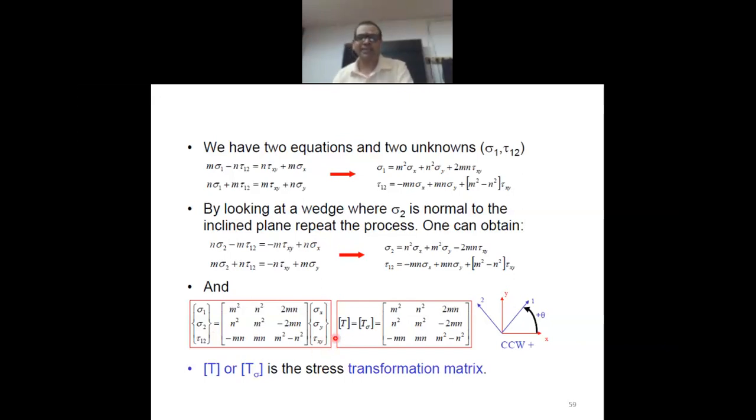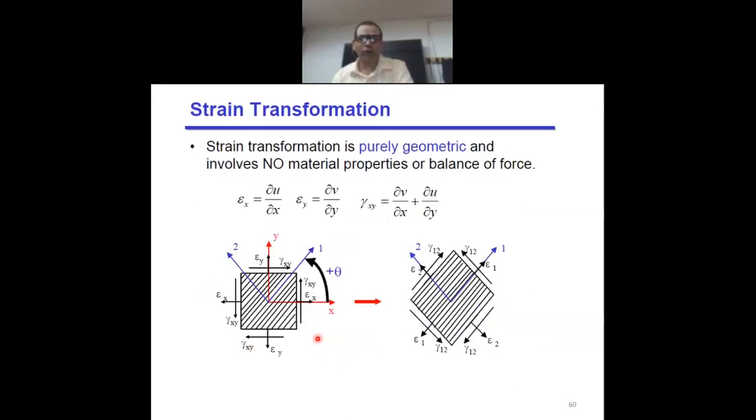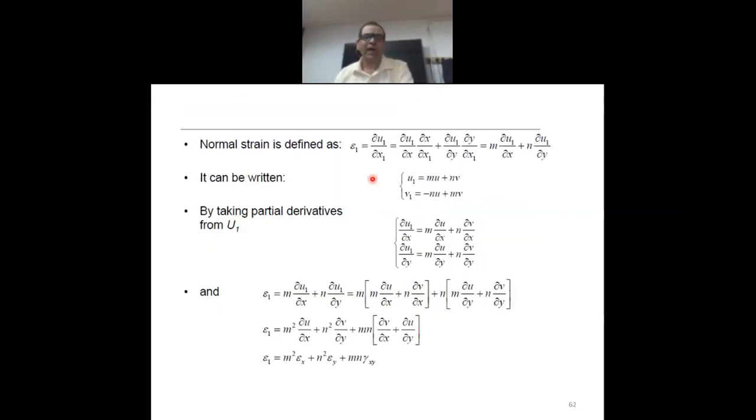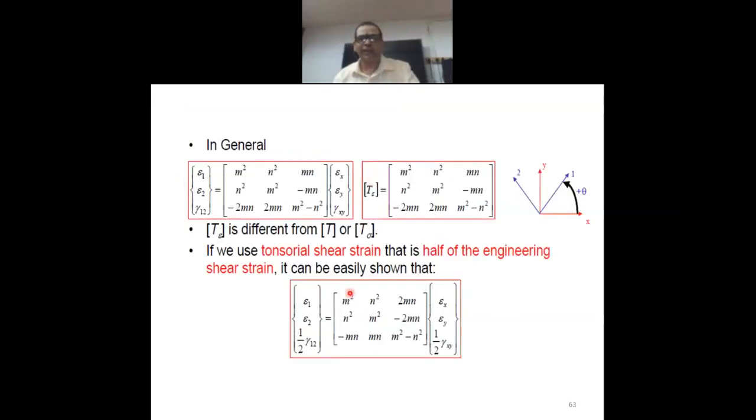A similar exercise is carried out for strain also. But in the case of strain, it is purely geometric, and there is no material or balance of force involved. And if we conclude, as far as the strain transformation is concerned, we get this: this is the on-axis strain, this is the off-axis strain, and this is the connectivity matrix.